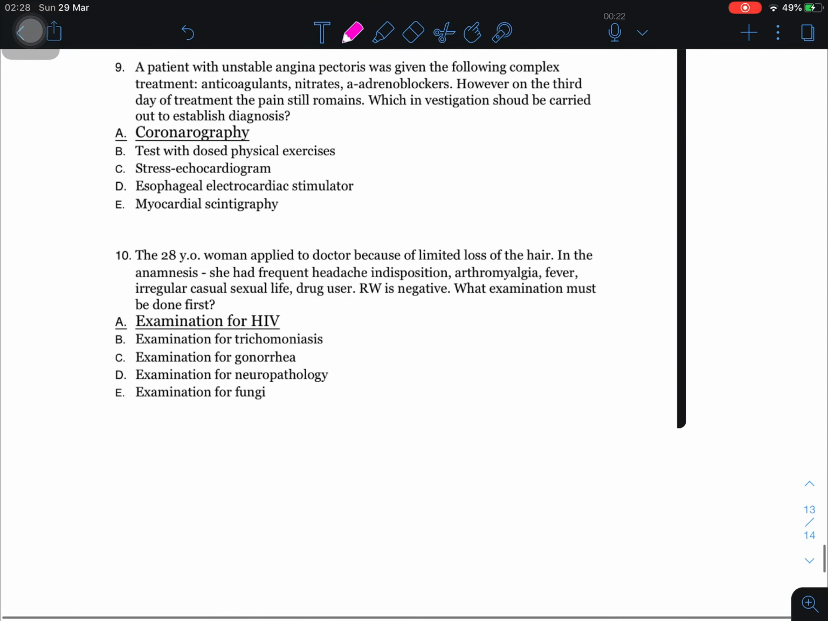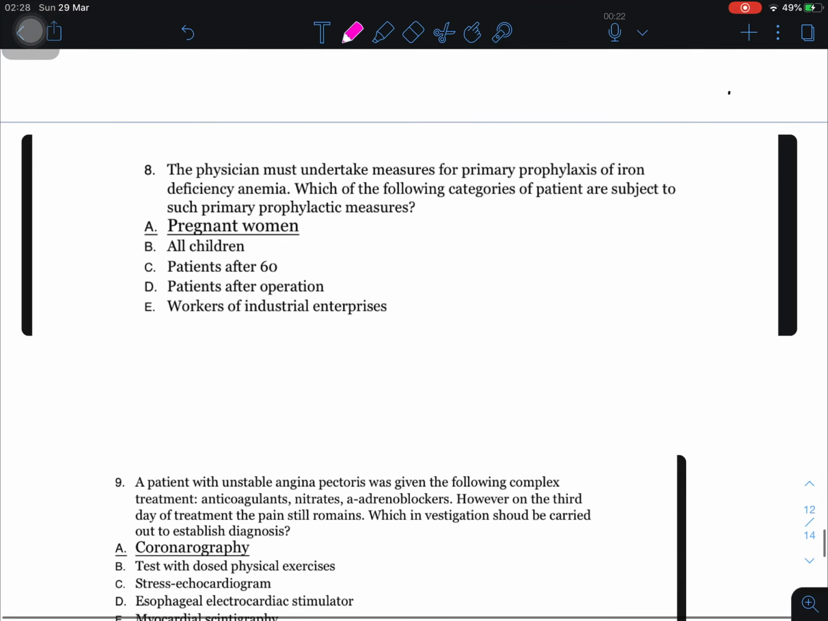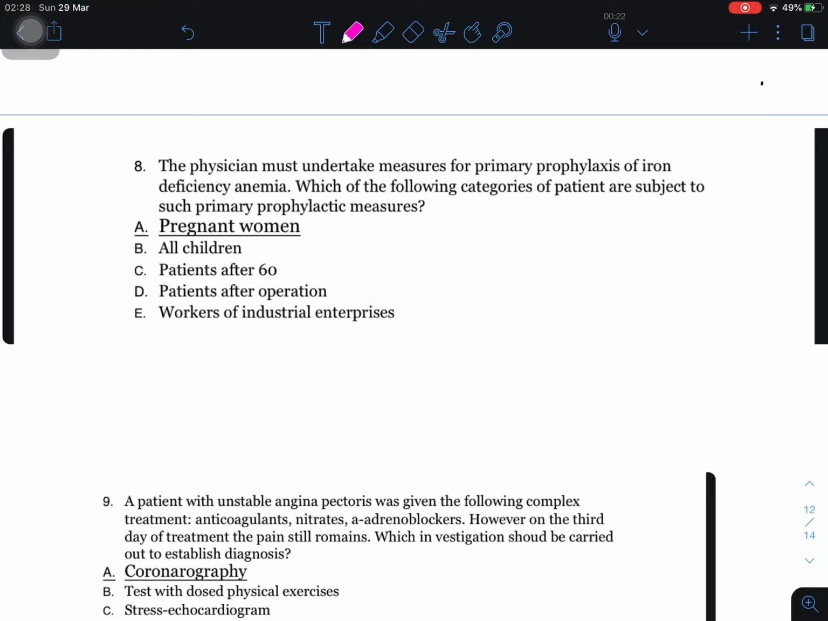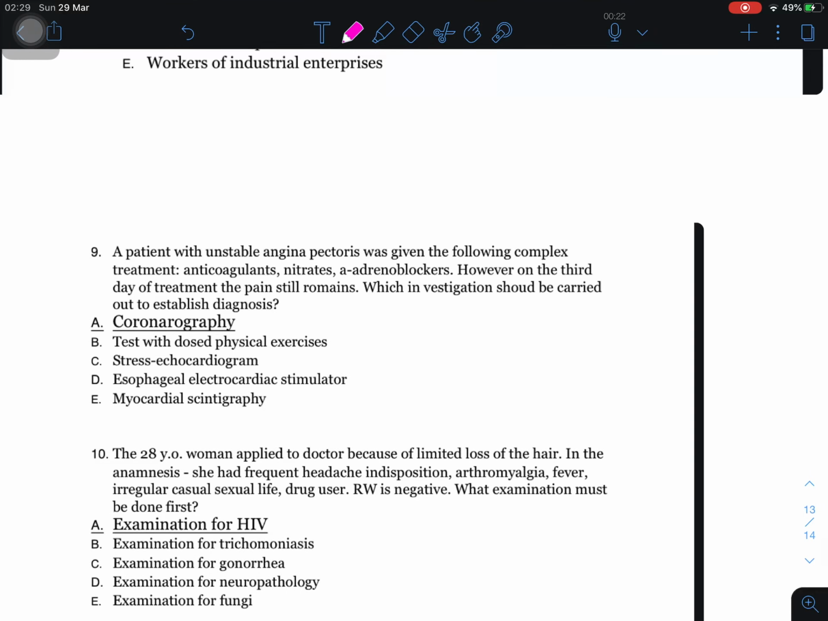Look at question number 8 here. The physician must undertake measures for primary prophylaxis, meaning prevention of iron deficiency anemia. Which group of patients is most commonly affected with iron deficiency anemia? Mainly pregnant women. Definitely she will have iron deficiency anemia. So you need to take prophylactic measures and give iron supplementation during pregnancy. That is all about the 8th question. The remaining questions we shall discuss after the break.